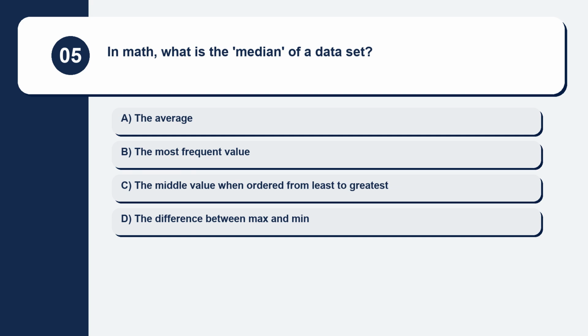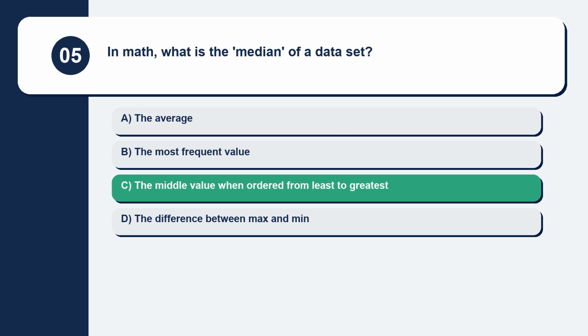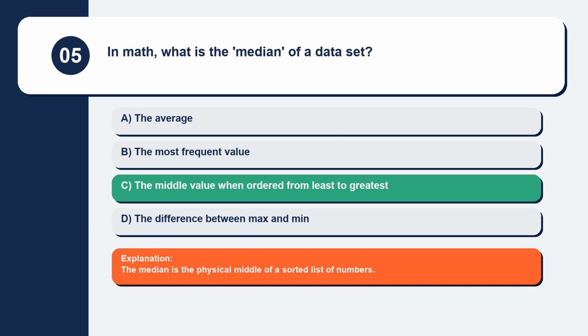Question 5. In math, what is the median of a data set? The average. The most frequent value. The middle value when ordered from least to greatest. The difference between max and min. The median is the physical middle of a sorted list of numbers.